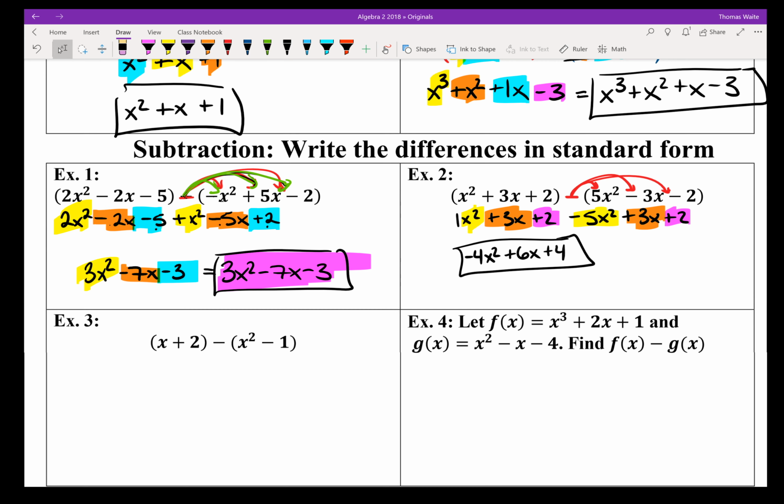Just like before, I see a negative here, and the parentheses, I'm subtracting everything inside this quantity over here. I'm subtracting an x squared, and I'm also subtracting a negative 1. So first I'm going to rewrite it. X plus 2 minus x squared minus a negative 1 is plus a 1.